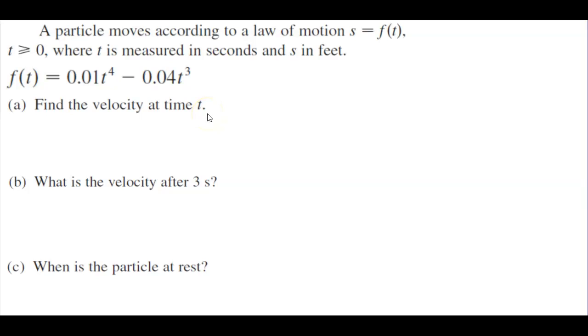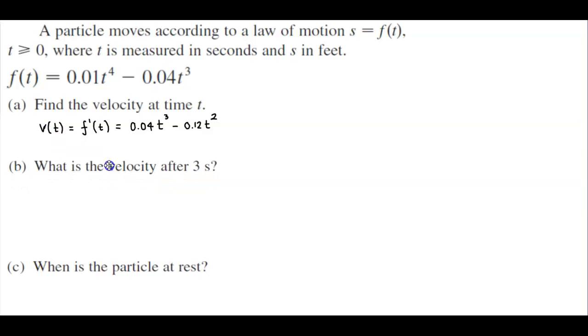So the velocity function is the derivative of the position function. If we take 4 and multiply it by 0.01, we get 0.04 t to the 4 minus 1, so that's t to the third power, and then minus 3 times 0.04 becomes 0.12, and therefore that becomes t squared. So that represents the velocity function.